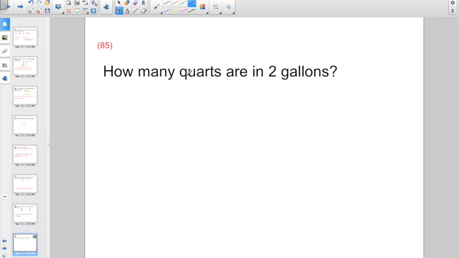Check out this one. How many quarts are in 2 gallons? If you turn over lesson 85, units of capacity, think quarts, that there are 4 quarts in 1 gallon. Quarts is the root of quarters. Think there are 4 quarters in $1, right? 4 quarts in 1 gallon. But I need to know how many quarts are in 2 gallons. So what's 4 times 2? That would be 8.